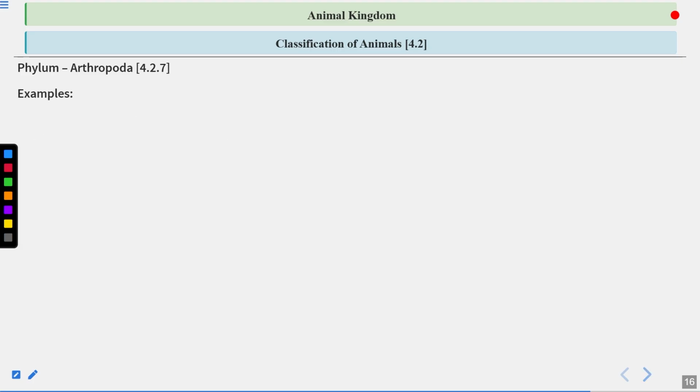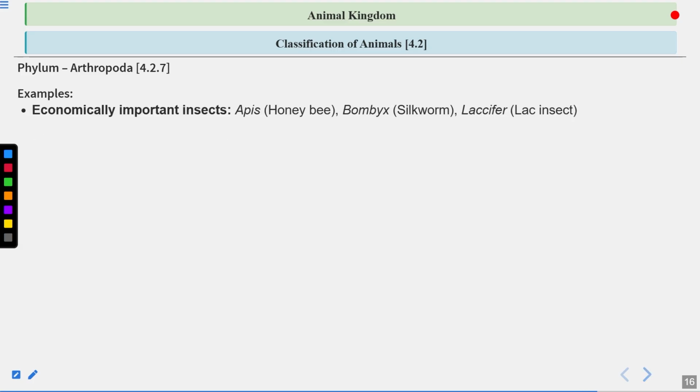Examples. Now we will discuss the examples. Economically important insects: Apis, honeybee; Bombyx, silkworm; Laccifer, lac insect. Lac insects provide a very important product, and with that many decorative items are made. Sometimes they are also used in making bangles.